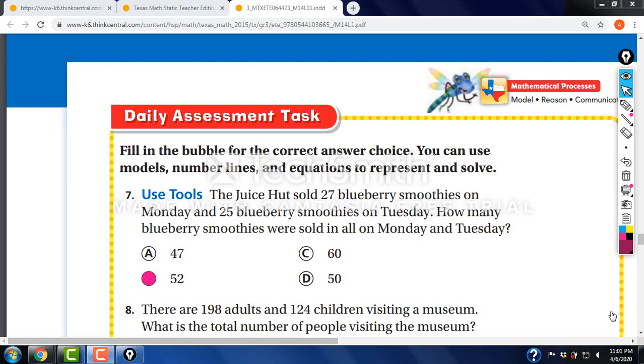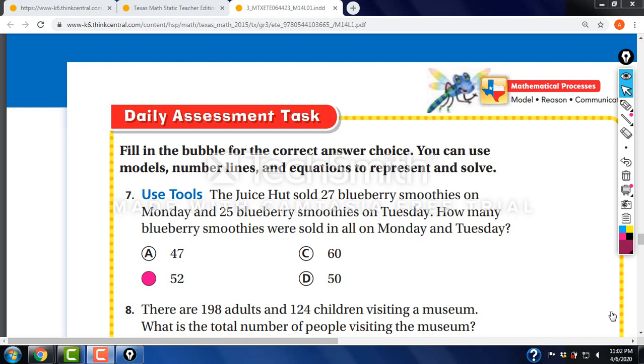Well, good morning, students. It is Tuesday, April the 7th. We're going to go ahead and check your 14.1 daily task assessment results and the homework practice pages before you take your Think Central online quiz. So again, make sure you review the pages before you take the quiz, and you should be successful.